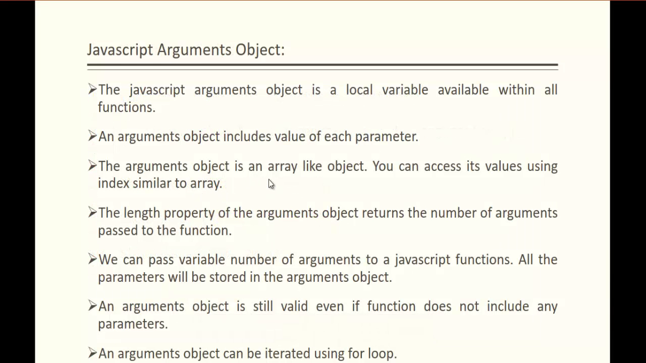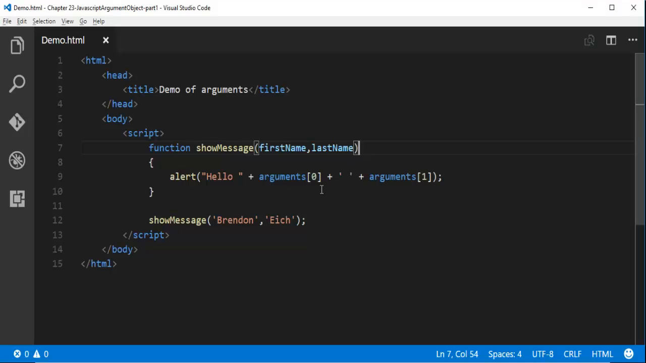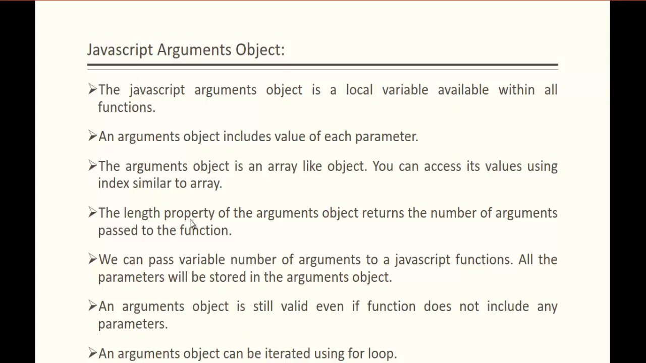The arguments object is an array-like object. You can access its values using an index similar to an array. That's what we are accessing, the values of the respective parameters, or the arguments, with the help of an index. The index is 0 based. Let me go back. The length property of the arguments object returns the number of arguments passed to the function.